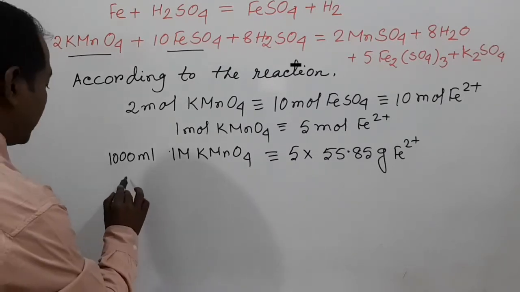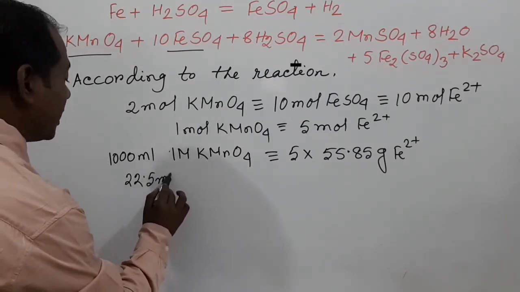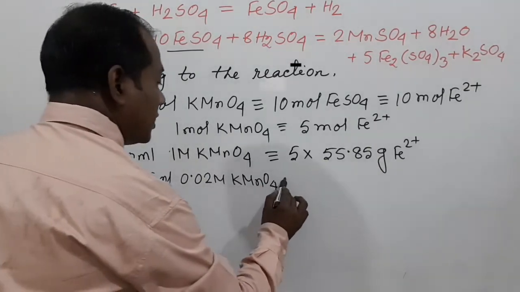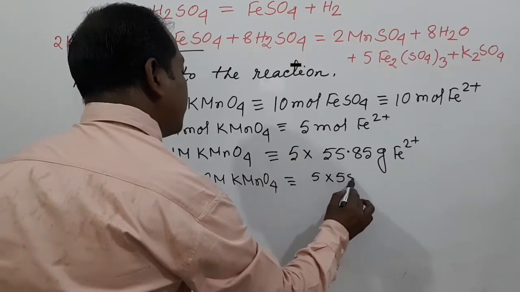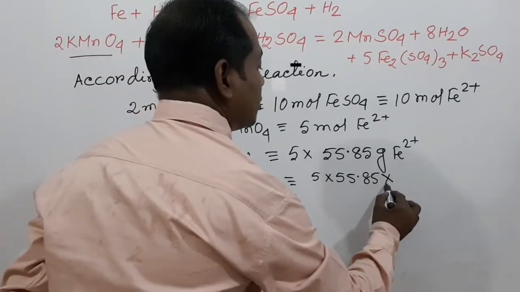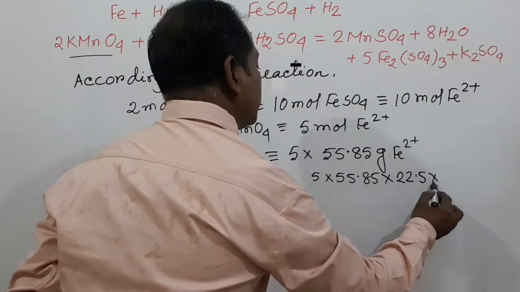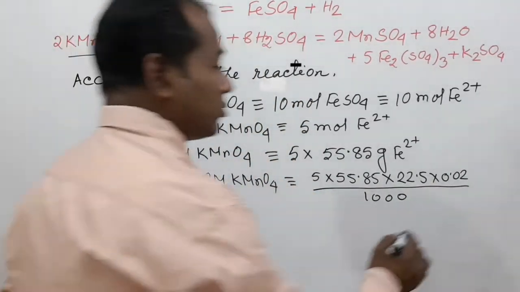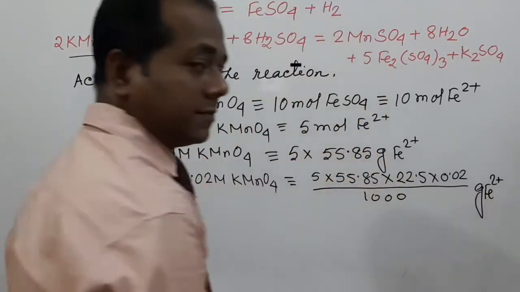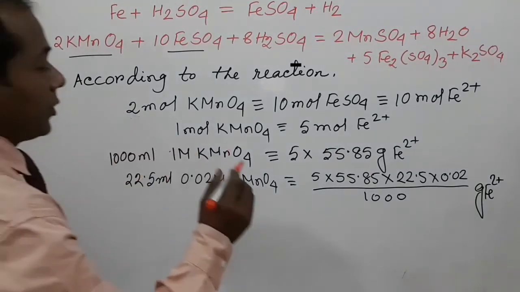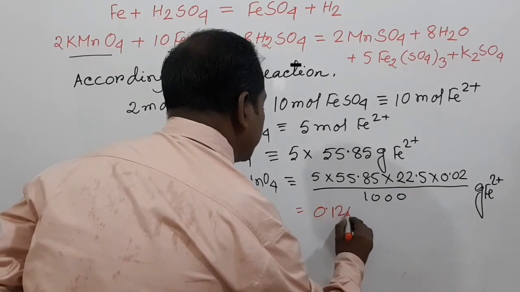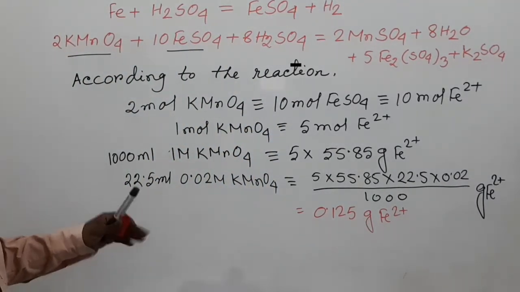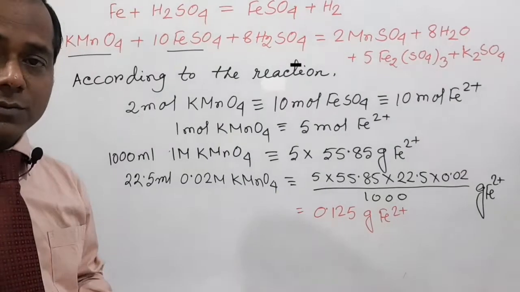Now my dear students, here the given potassium permanganate solution is 22.5 ml and concentration is 0.02 molar. So we can write here 22.5 ml 0.02 molar potassium permanganate is equivalent to 5 into 55.85 into 22.5 into 0.02 divided by 1000 gram Fe2+. So here we get 0.125 gram Fe2+.